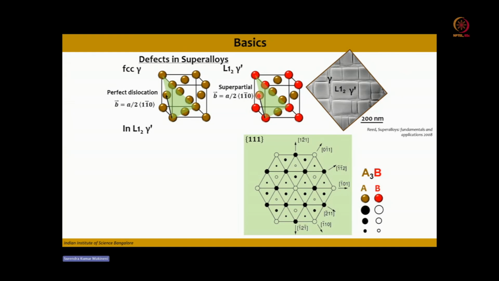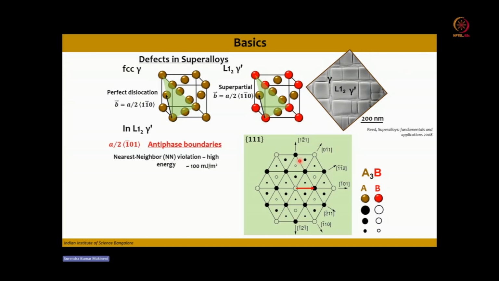So this is your top view of the {111} plane, and you can see that the black corresponds to A, and the white color, the uncolored, corresponds to B. Different sizes of these circles correspond to the positions A, B, and C. And these are the different directions projected on the {111} plane. Based on the direction of movement of the dislocation, you will get different types of stacking faults or planar faults.